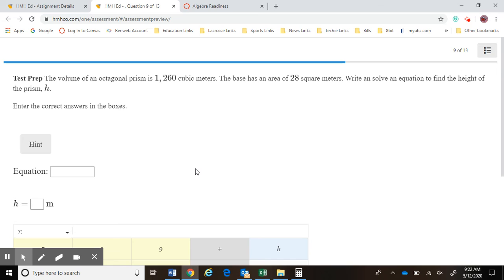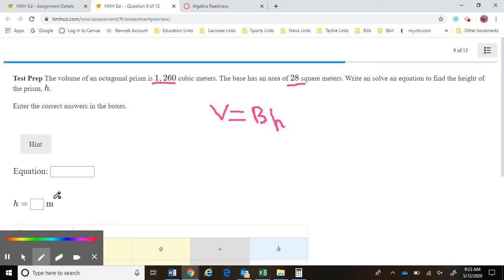Question number 9. The volume of an octagonal prism, 8 sides this time, is 1260, and it has a base area. Write and solve an equation. Again, what will my equation be? V equals BH, always base times the height, right? So I need to find the height, right?